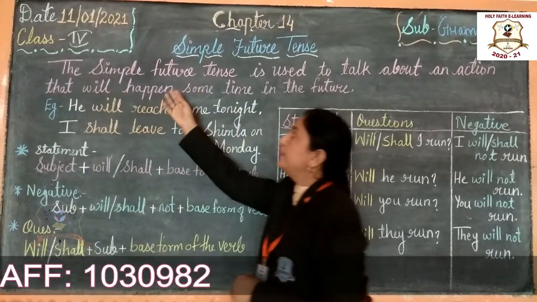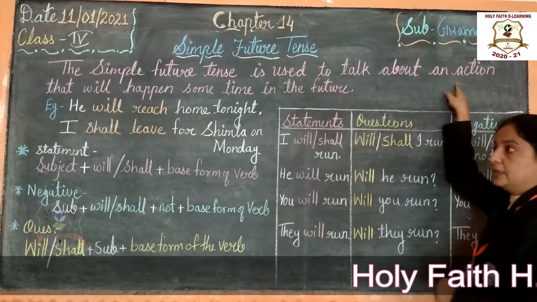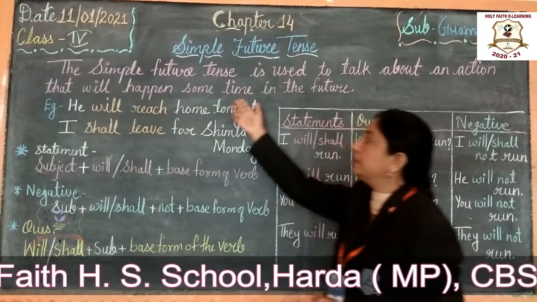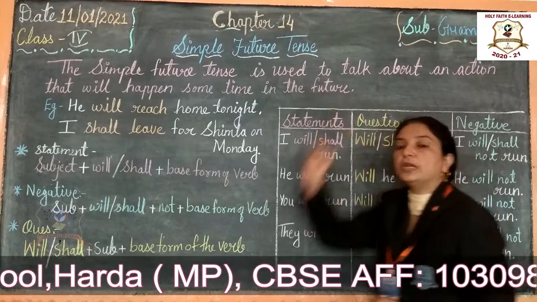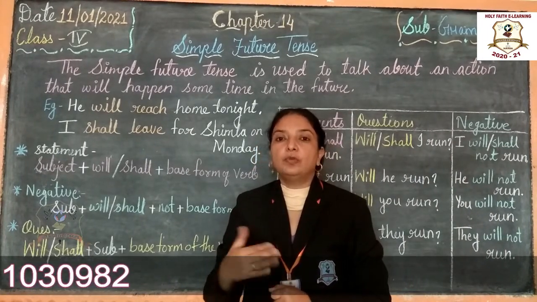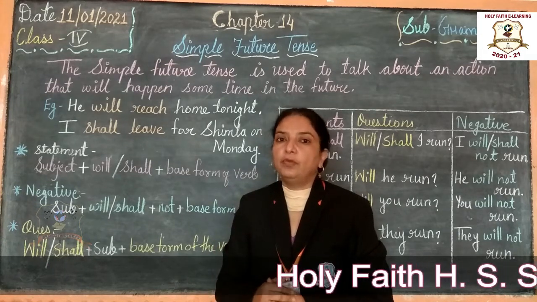The simple future tense is used to talk about an action that will happen sometime in the future. जो future में होने वाला है, that is called a simple future tense.